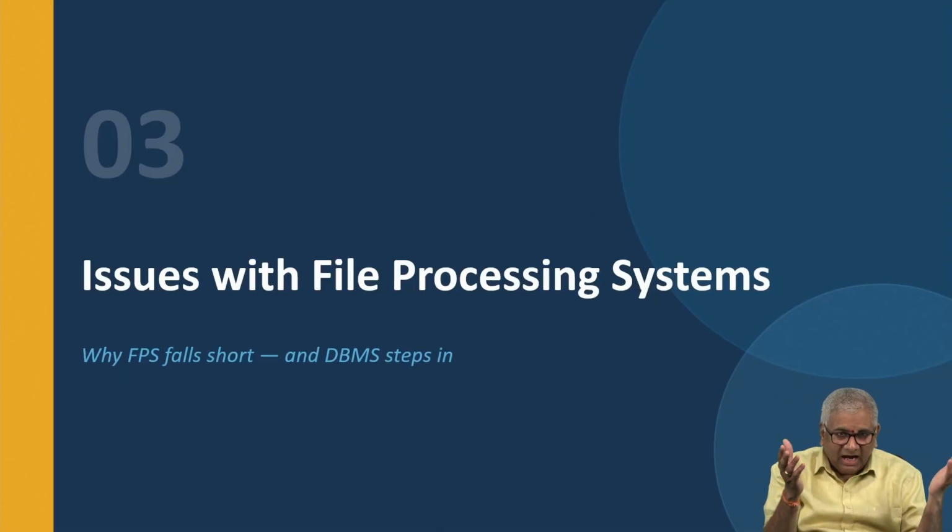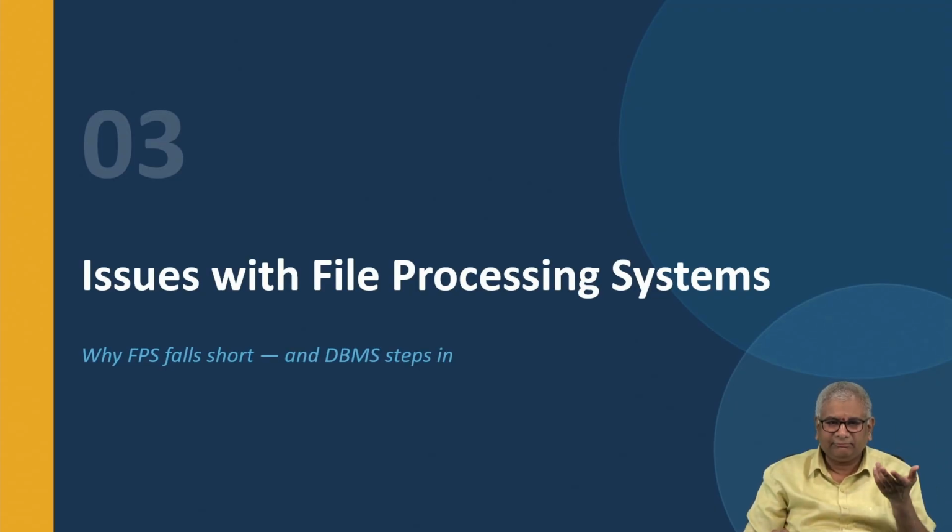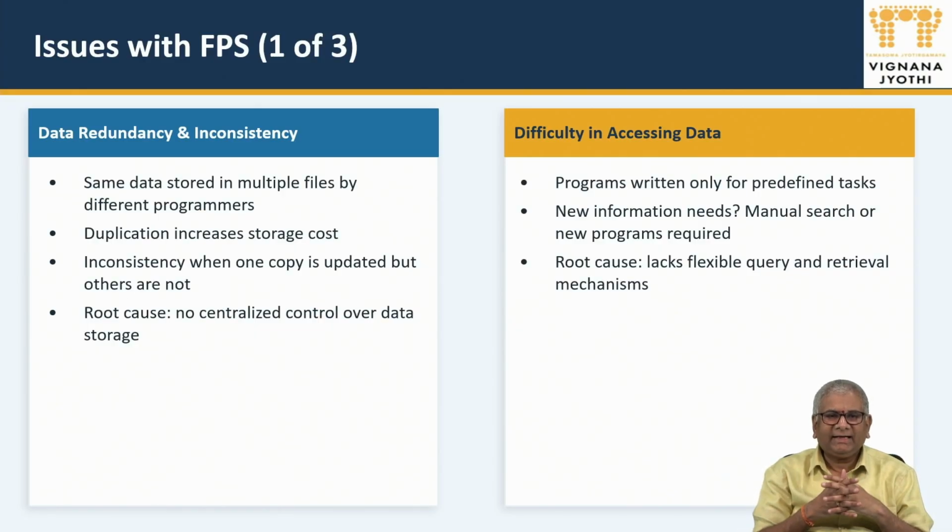So obviously you can guess that there are problems with the file processing system. So what are those problems? Let's go through them. The first thing is data redundancy and inconsistency.